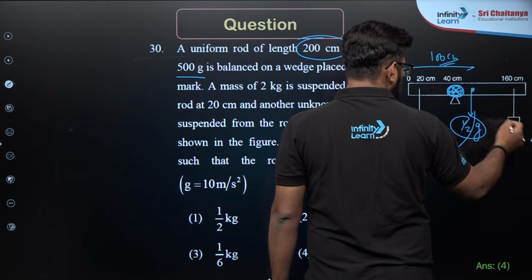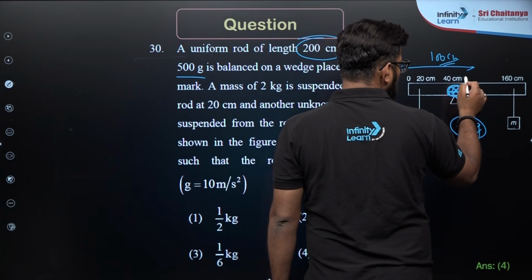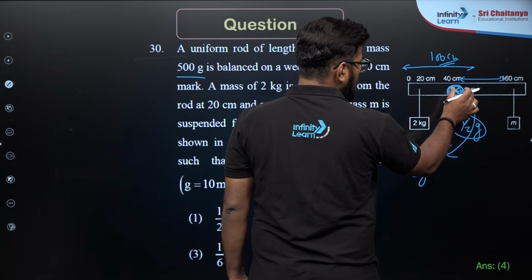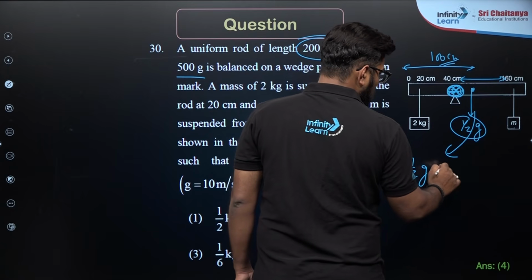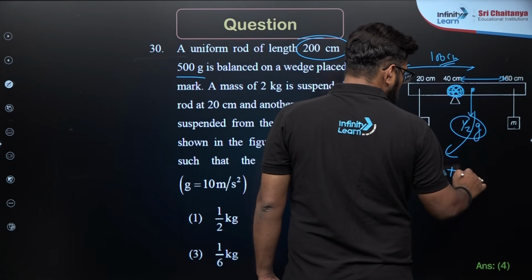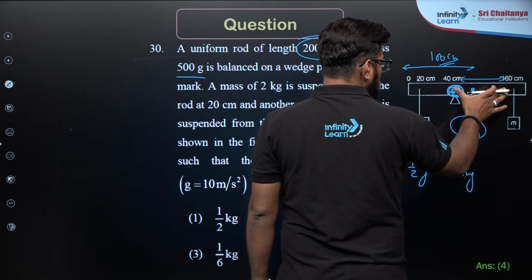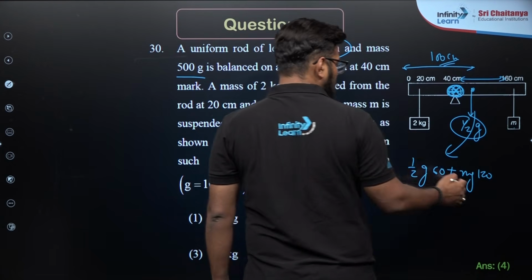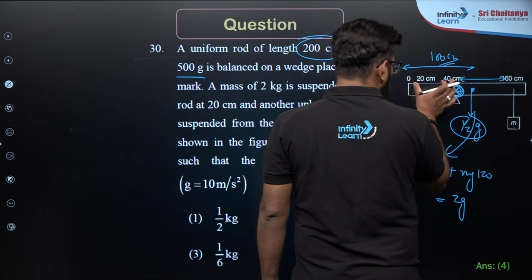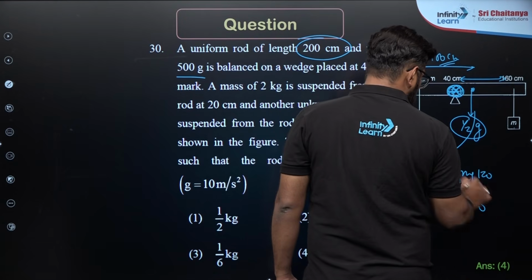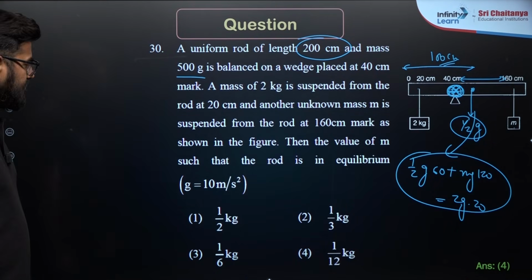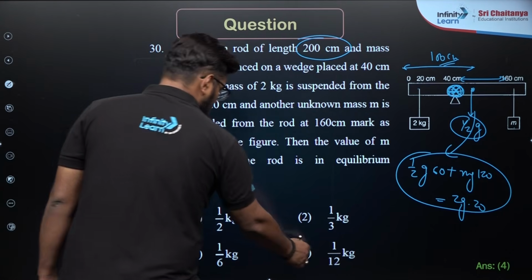Similarly, mg into the distance from this 40. So half g into the distance from 40 to 100, which is 60, plus mg into this distance, 160 minus 40, is 120. That will be equal to, due to this 2 kg, that is 2g into 20 to 40, which is 20. Equate this, you will get the value of small m. Okay, it will be option number 4.